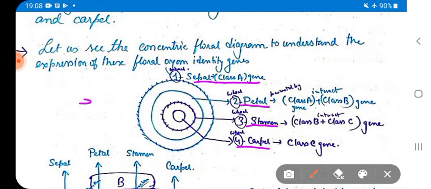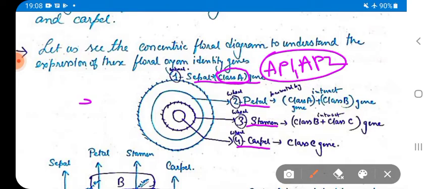Sepal is promoted by the class A gene. And what are the class A genes? Would you guess? I have already discussed with you. Class A genes are Apetala 1 and Apetala 2. These two genes are class A genes. They promote the development of sepal as well as petal.